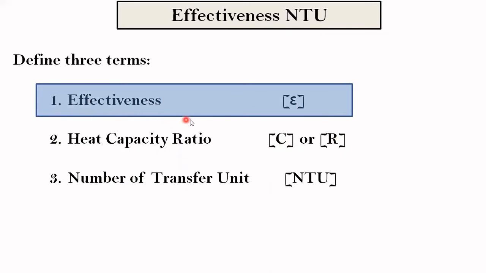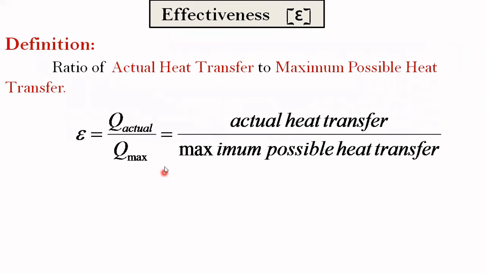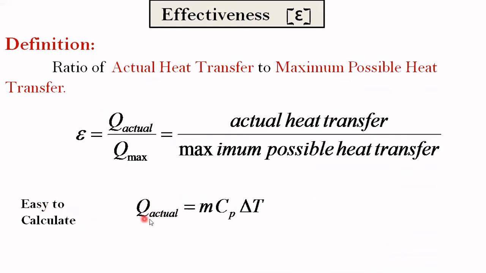So let's take first effectiveness. The definition of effectiveness is the ratio of actual heat transfer to maximum possible heat transfer. So Q actual to Q max. Now it is easy to calculate the actual heat transfer, that is simply m Cp delta T. You can take the mass flow rate, specific heat, and the temperature difference undergone by a fluid. But how to understand what is Qmax? So that we will see now.